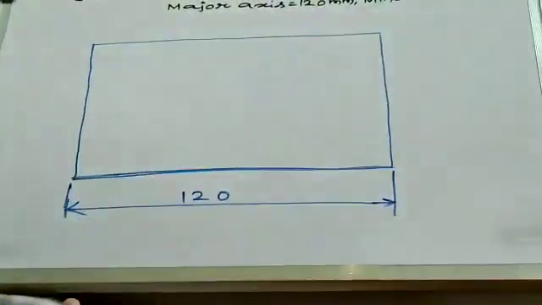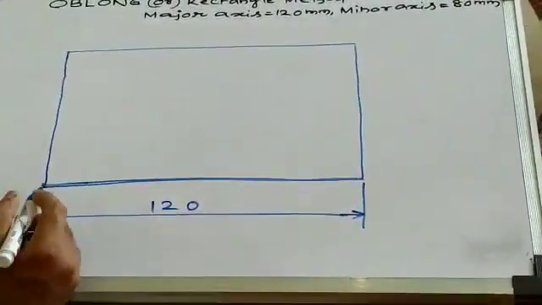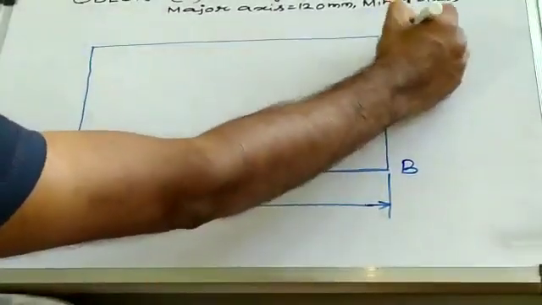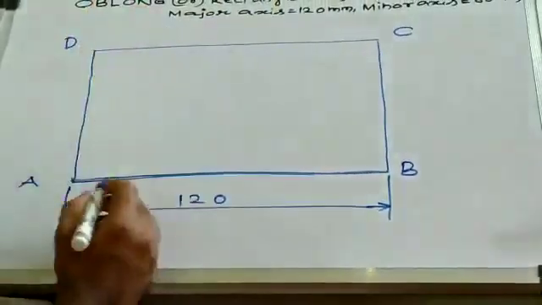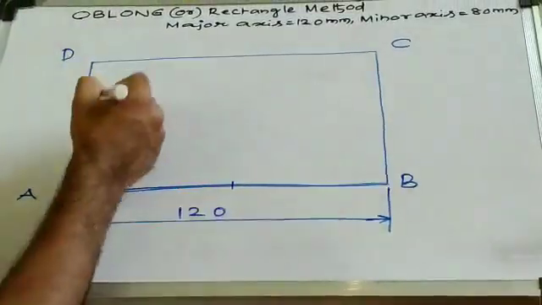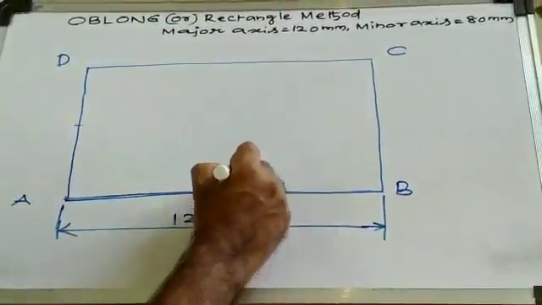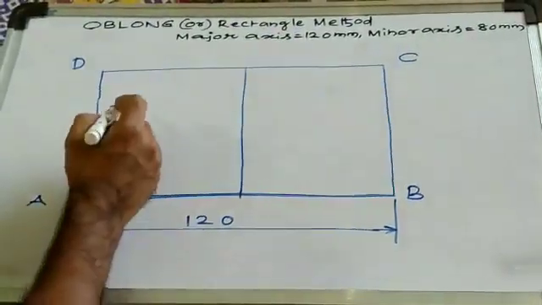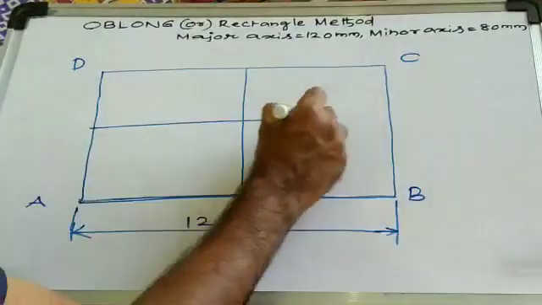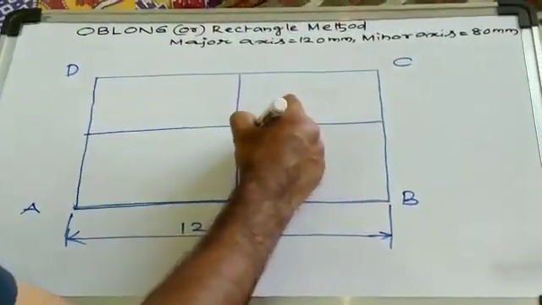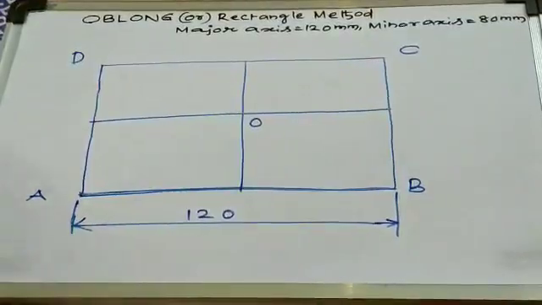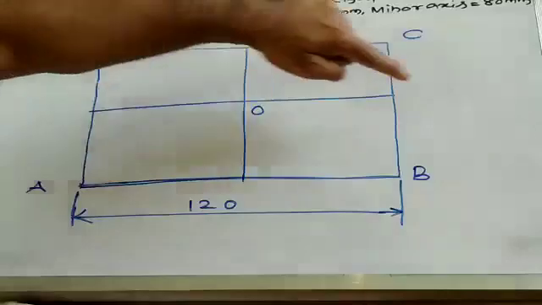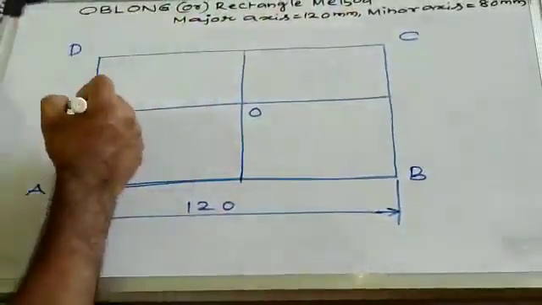Rectangle or oblong completed. Naming this as A, B, C, D. Locate a midpoint for AB, locate midpoint for AD. Draw perpendicular line to AB. Draw the perpendicular line to AD. You will get another point O. After getting the O, now this is the major axis, this is the minor axis.